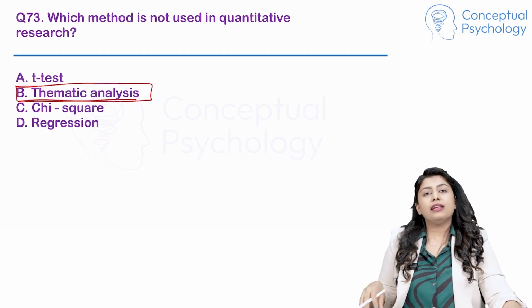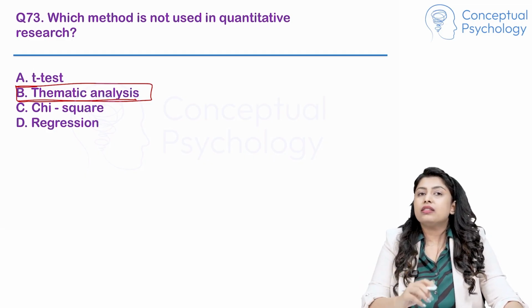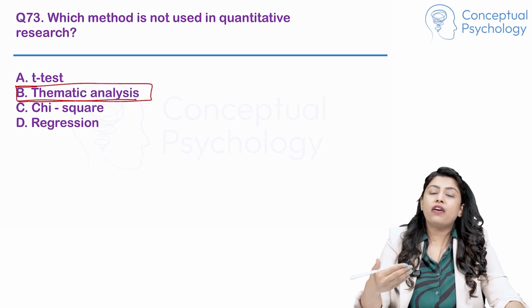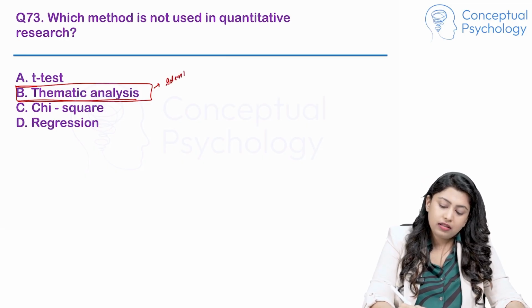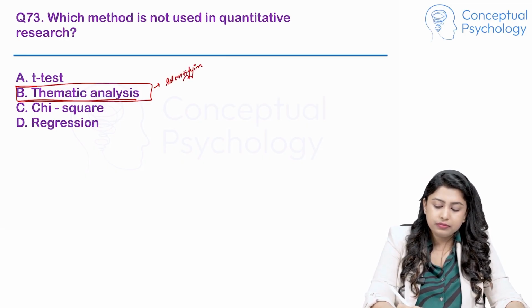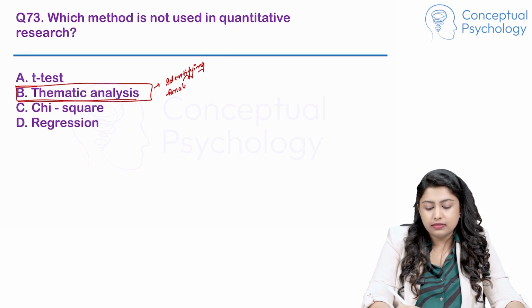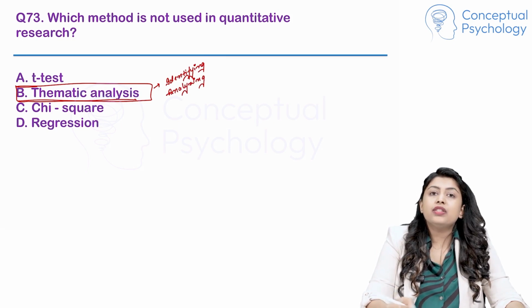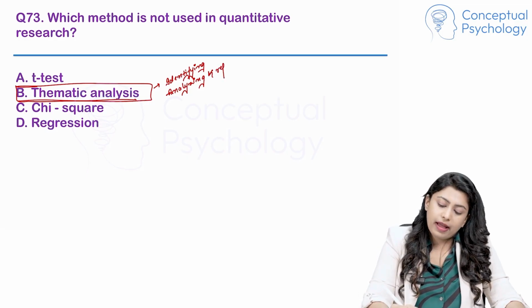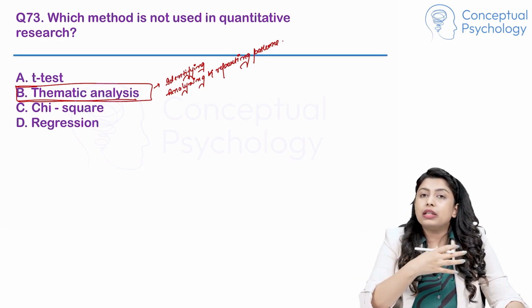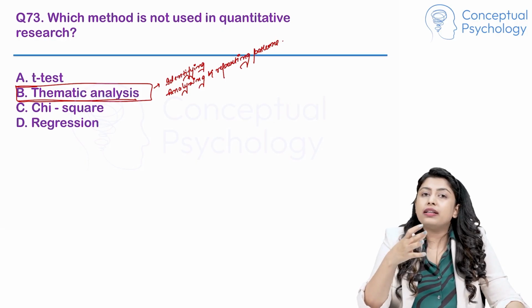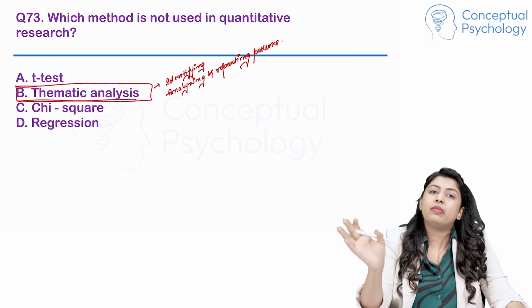Why? Because thematic analysis is a qualitative research method which is used to identify, analyze, and report patterns. Here we are identifying, analyzing, and reporting patterns, which are the themes within the qualitative data. So it involves coding and categorizing the textual data rather than statistical analysis of the numerical data.